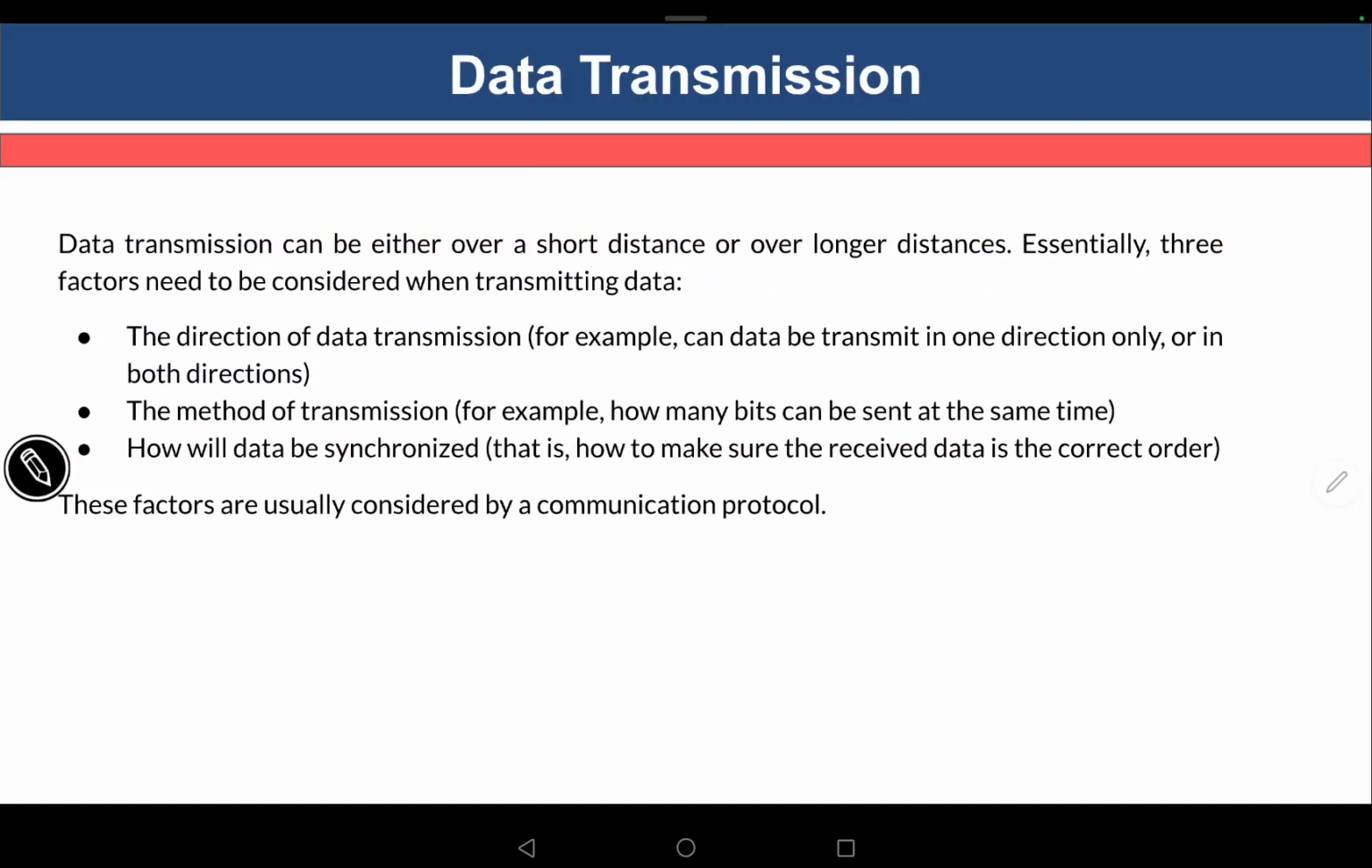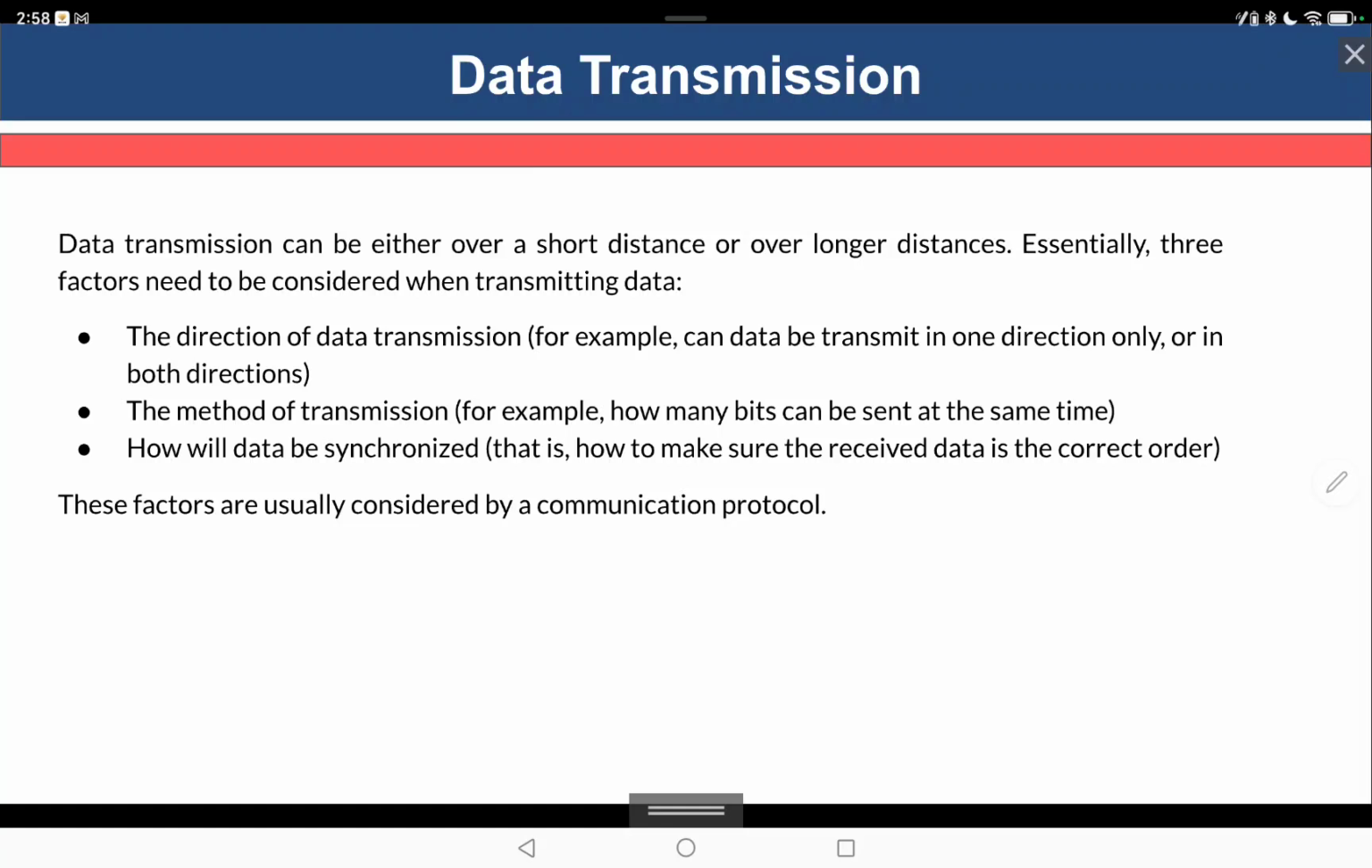Now let's look at data transmission. Data transmission refers to the sending of data from one device to another. And data can be transmitted either over a short distance or a long distance. There are three factors that need to be considered when data is being transmitted. We need to consider the direction of the data. For example, can data be transmitted in one direction only or in both directions?